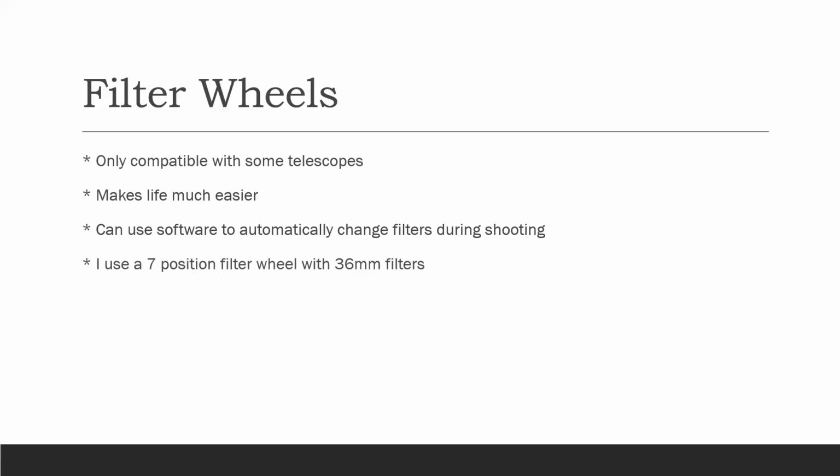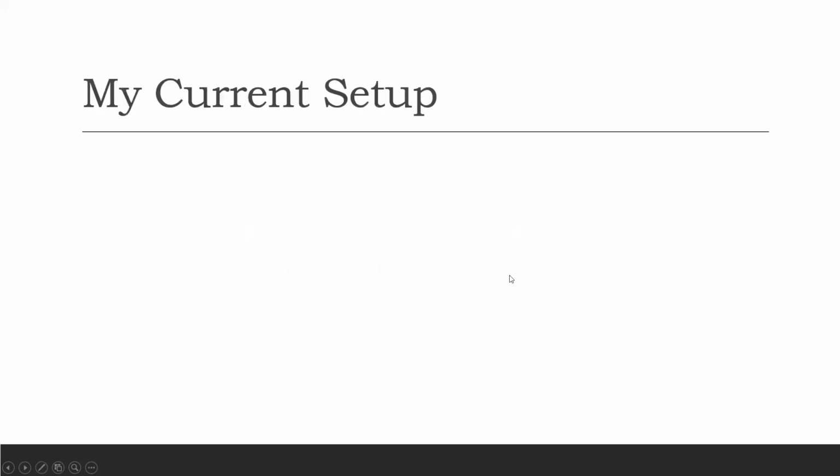I'm personally using a 7-position filter wheel from ZWO, and I'm using the 36 millimeter filters, which I don't recommend. Like I said, get the 2-inch filters. Those will work better for you. So that's what I'm using there. And now I'm just going to break down my current setup, and we should be ready to move on after that.